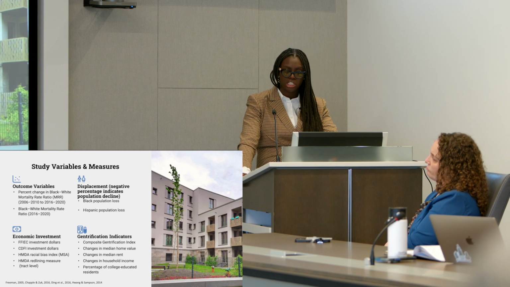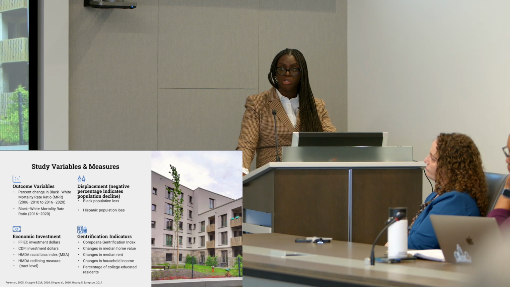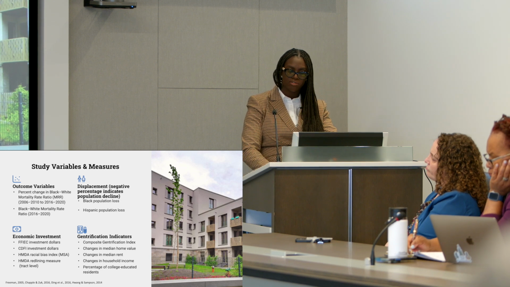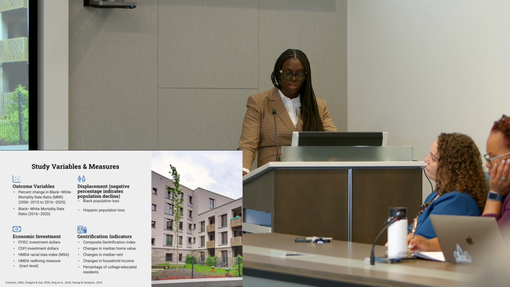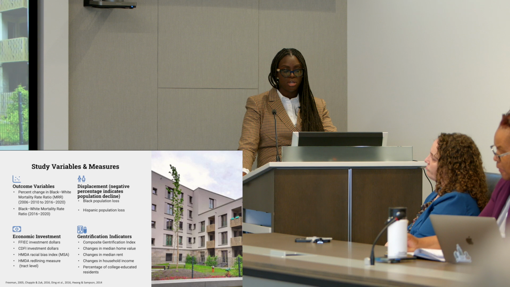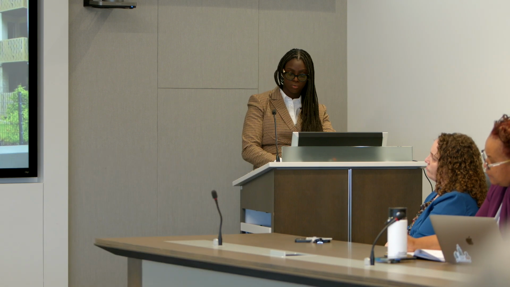For the gentrification indicators, gentrification was measured using the Composite Gentrification Index, which included changes in median home value and median rent, changes in household income, and the percentage of college-educated residents. These measures assessed the extent to which neighborhoods underwent gentrification and how this process impacted racial mortality disparities over time, particularly, once again, for Black and Hispanic populations.